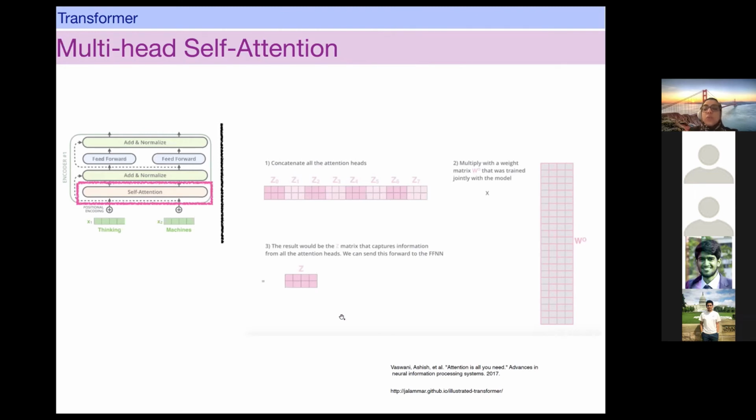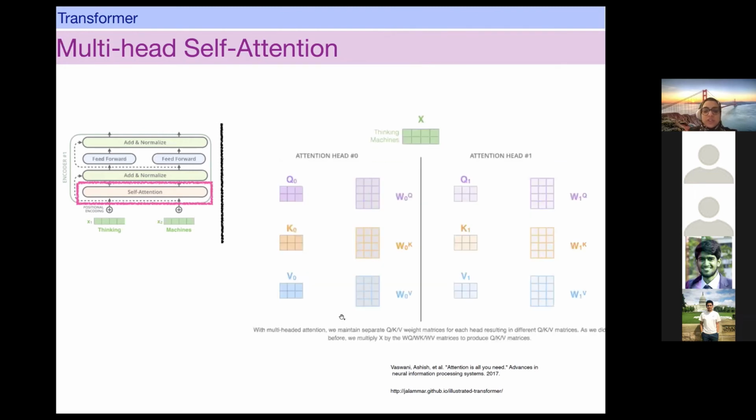Oh, so why do we have n heads? That's a really good question. The query, key, and value represent the representation of x in a certain dimension. So when you have these different heads, you have different representations that represent the inputs differently. Instead of having only one feature representation for this input, you have multiple feature representations. And this improves the performance of the transformer dramatically.